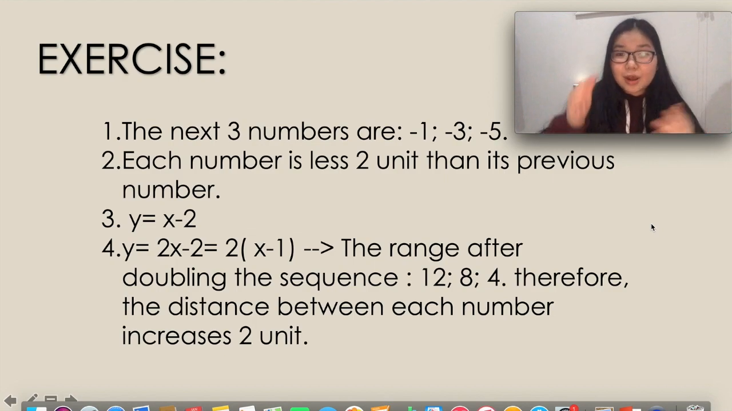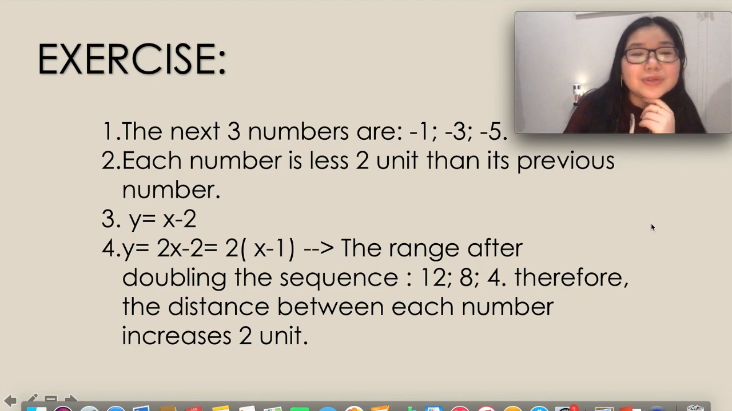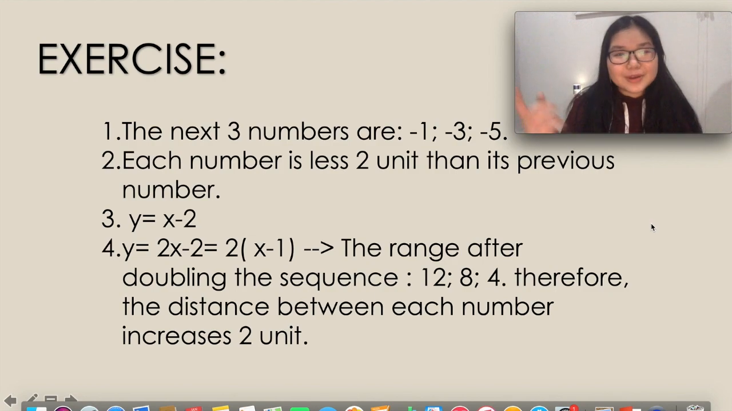As you can see on the screen, are the answers easy for you to understand? If you still don't get it, what would you do? Comment it. So let's move on.